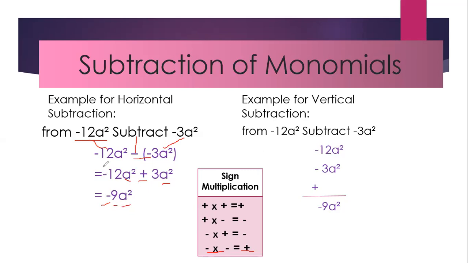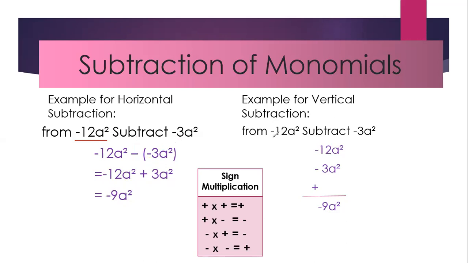Clear? For example, my dear, if there is a sign of plus over there, so 12 plus 3, 15a square. Okay. For example, if there is a sign of minus, so 12 minus 3 is 9a square. Clear? Then this sign will become plus. Is it clear? Now, what about vertical subtraction?